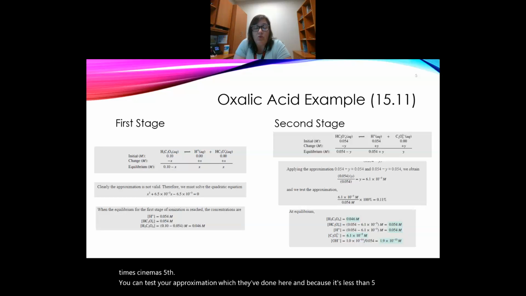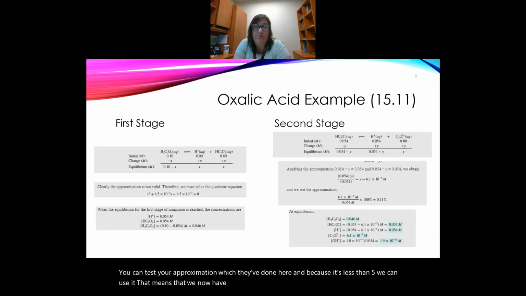That means that we now have equilibrium concentrations for all of these species. So our starting material, H2C2O4, is 0.046 molar. Our HC2O4 minus is 0.054 molar. The H plus comes out to be 0.054 molar. The C2O4 2 minus is 6.1 times 10 to the minus 5th. And of course our OH minus, based on our H plus concentration, is 1.9 times 10 to the minus 13th.